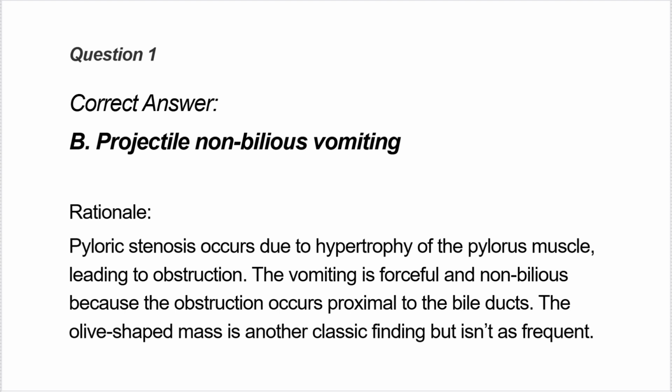Rationale. Pyloric stenosis occurs due to hypertrophy of the pylorus muscle, leading to obstruction. The vomiting is forceful and non-bilious because the obstruction occurs proximal to the bile ducts. The olive-shaped mass is another classic finding but isn't as frequent.